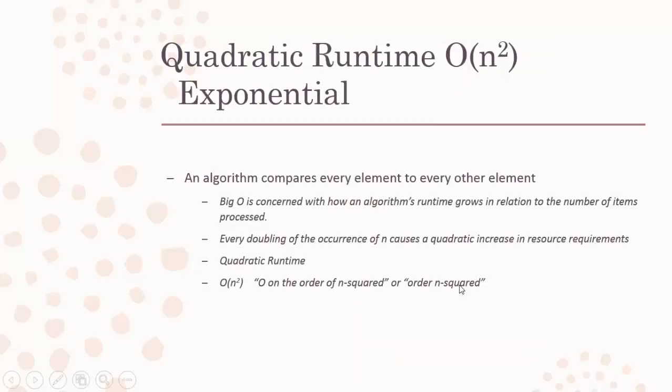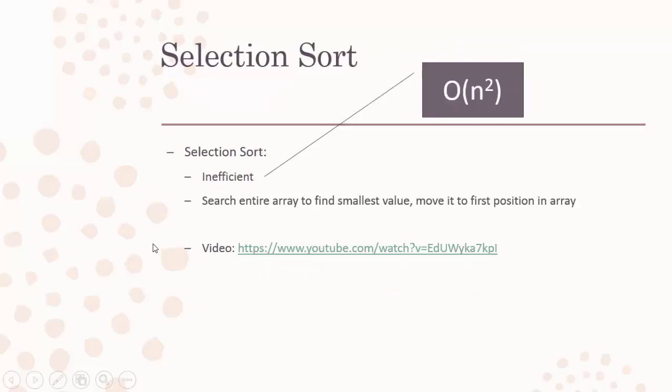Now we can also have a quadratic runtime. In a quadratic runtime, an algorithm compares every element to every other element. So every doubling of n causes a quadratic increase in resource requirements. This is referred to as O on the order of n squared, or order n squared. So let's look at a selection sort. We're not talking about sorts in this chapter, but it's a good example of an algorithm that is quadratic, big O. So in a selection sort, we're going to search the entire array to find the smallest value and then move it to the first position.